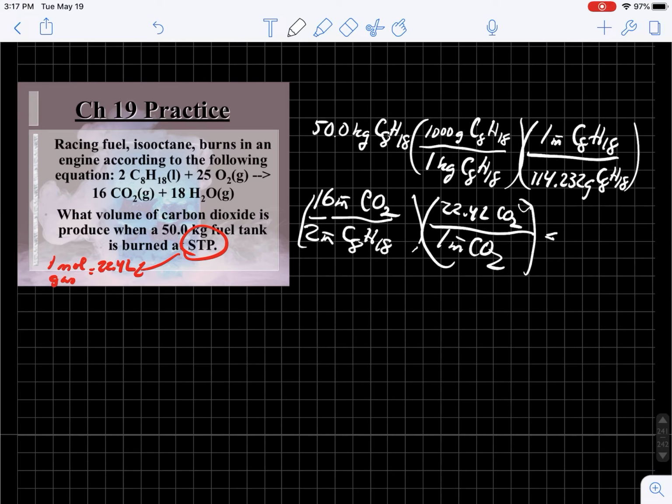And I get 78,436. So the volume of carbon dioxide is going to be 3 sig figs, so 78,400 liters. Okay, second problem.